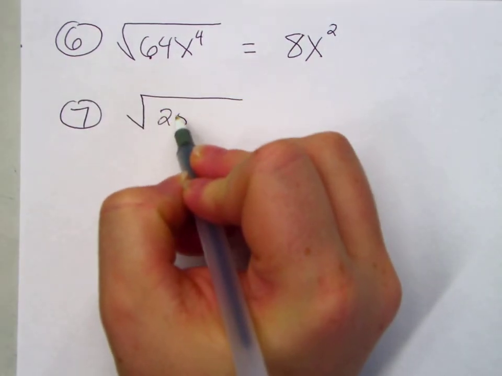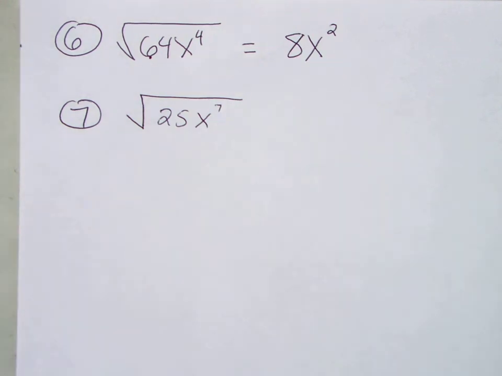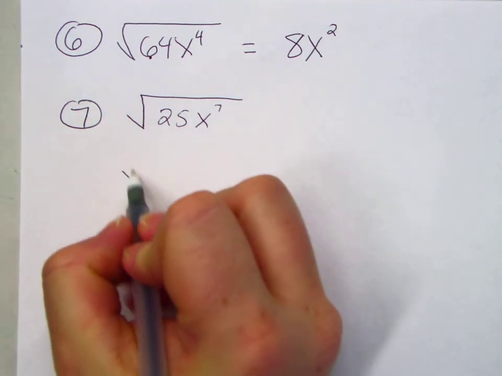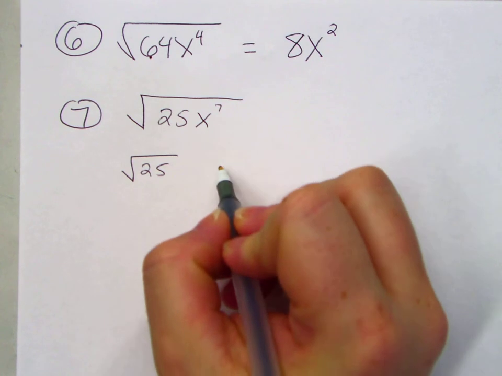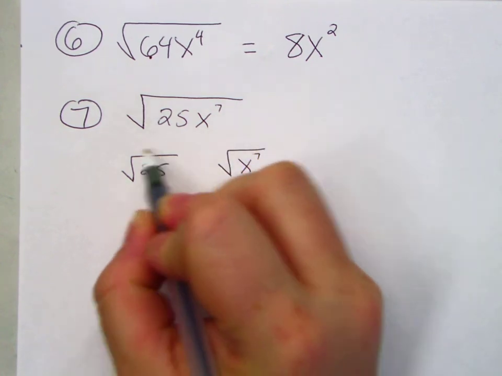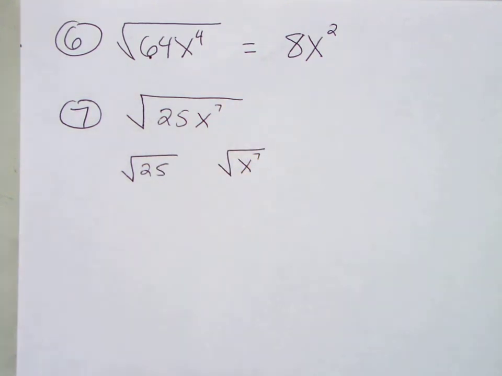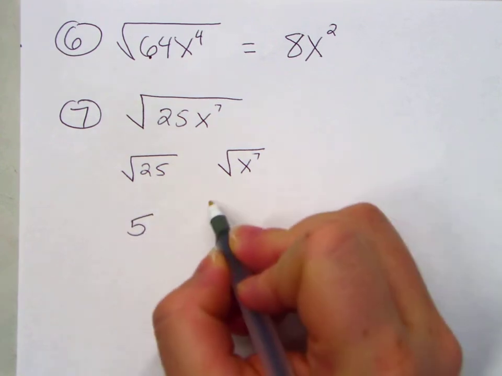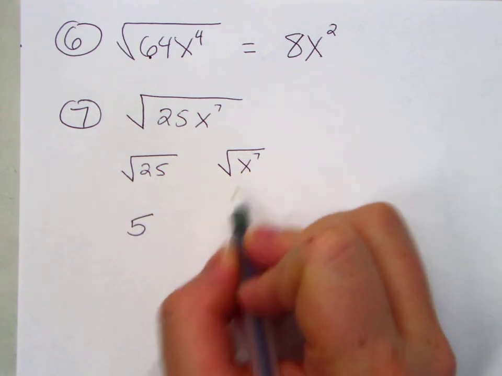Next one, 25x to the 7th. Now this one's a little harder, so let's break it up. I like to break up the variables. Now this is easy. What's the square root of 25? Just 5. Now when it's even, when it's odd, what do we do?